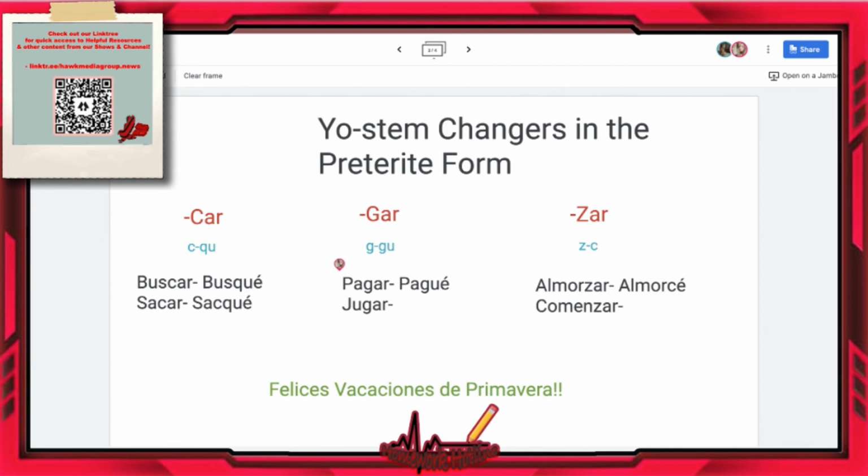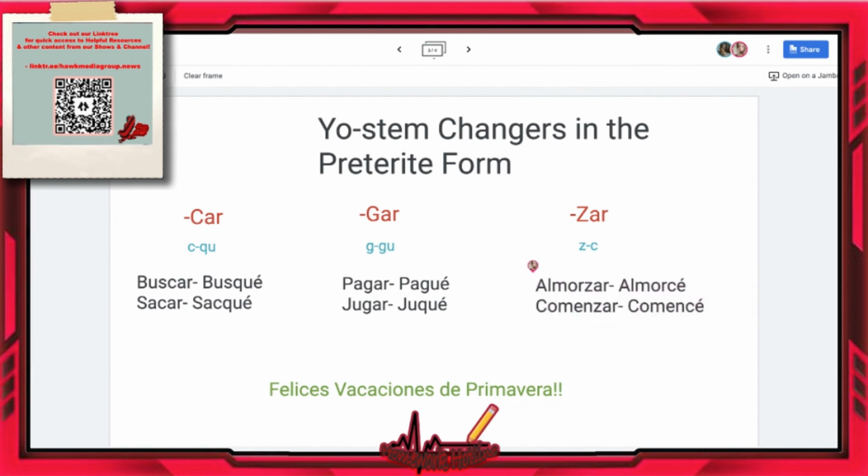Let's say that would be jugué. I play, or I played. My bad, this is past tense. And then comenzar means to start, to begin something. That would become comencé. And we'll just stress that out.